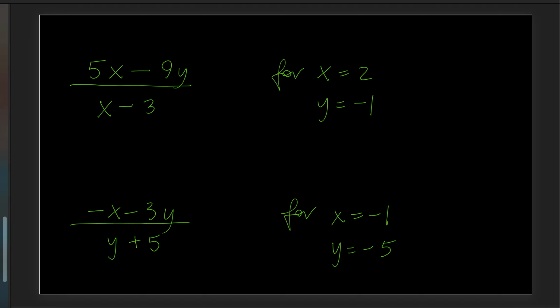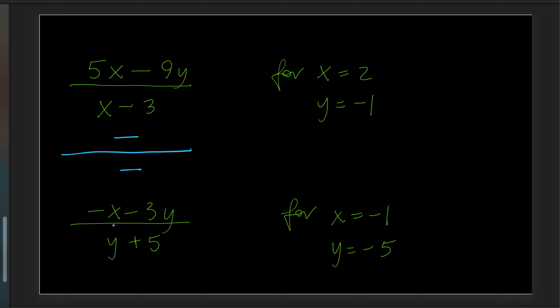On this next slide, we have those division problems. So I really pulled the problems that you'll likely see in your assignments. So we have (5x minus 9y) divided by (x minus 3), and we're given that x is 2 and y is negative 1. So I'm going to plug these in right here.